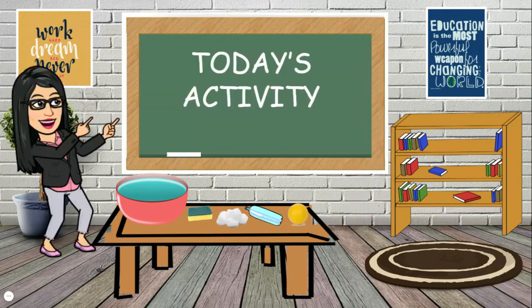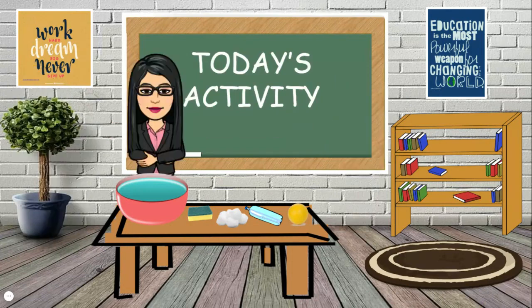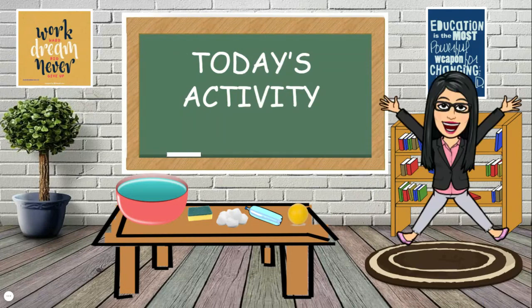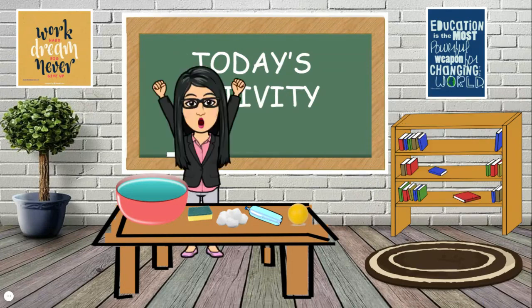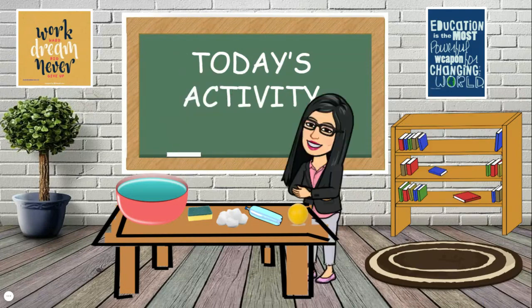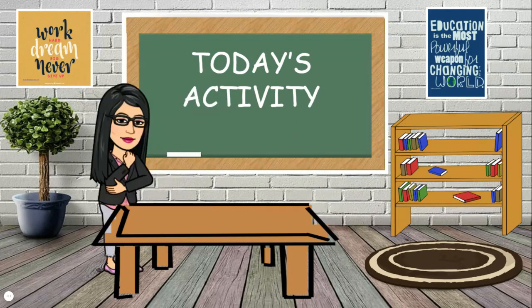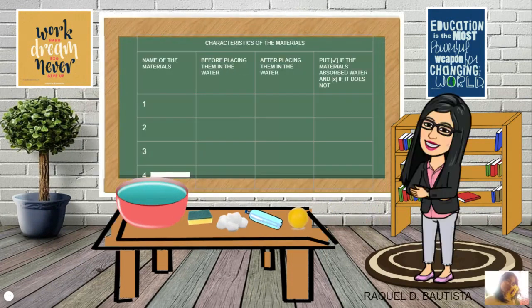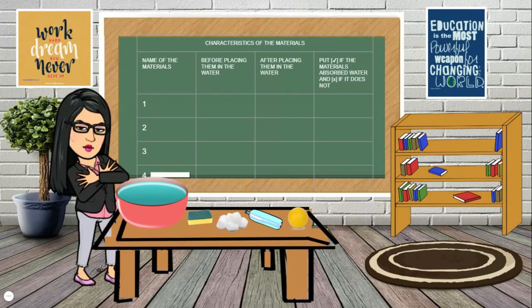For today's activity, we are going to find out which materials absorb water and which do not. On the top of the table is the basin with water on the right, and on the left are cotton balls, a sponge, a plastic bottle, and a plastic ball. Let's now take a look at the characteristics of the materials before placing them in the water.